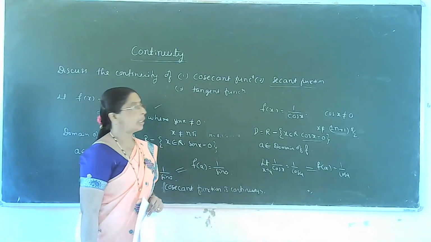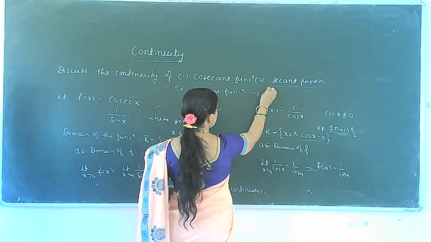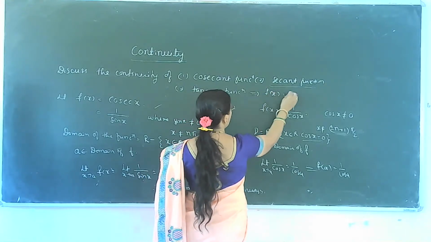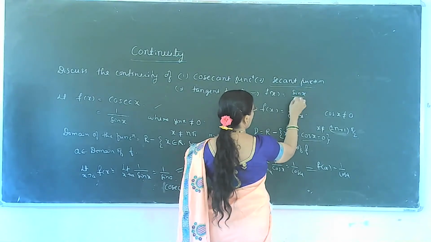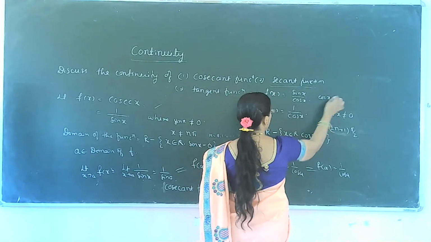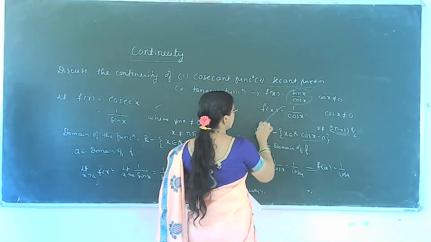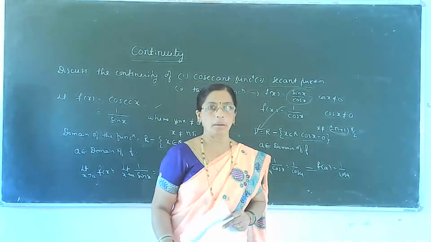In the same way, we can take tangent and cotangent functions also. Here also f of x is equal to tan x, which is sin x divided by cos x. Here also cos x is not equal to 0. Therefore, the domain of the function is this one, and we can find it.